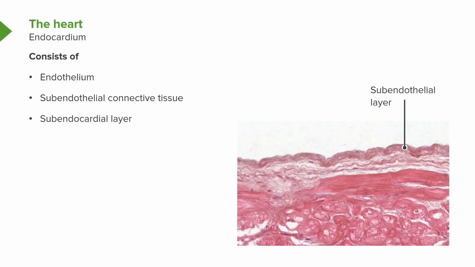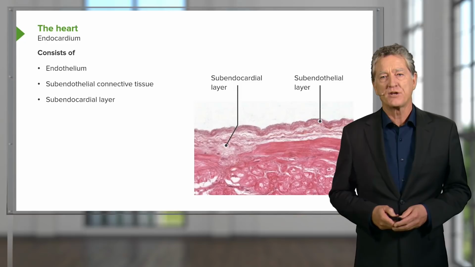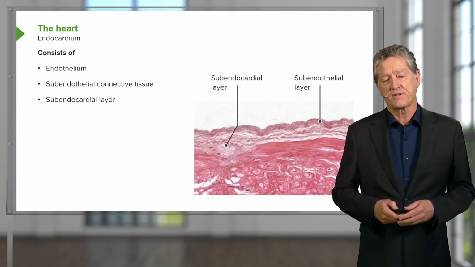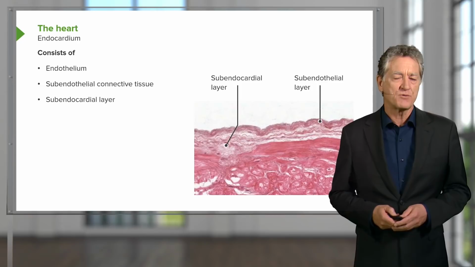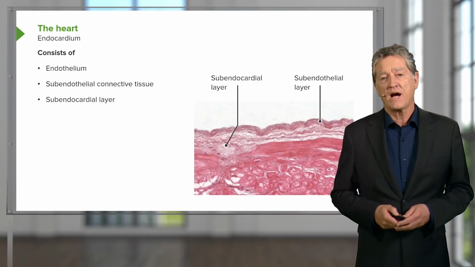And sometimes there's also a third layer, the subendocardial layer, again of connective tissue. This separates the epithelial surface from the underlying cardiac muscle and in some way protects the delicate endothelial surface of the heart from the rather harsh, vigorous activity of the pumping cardiac muscle.